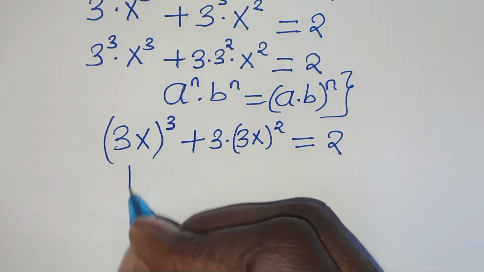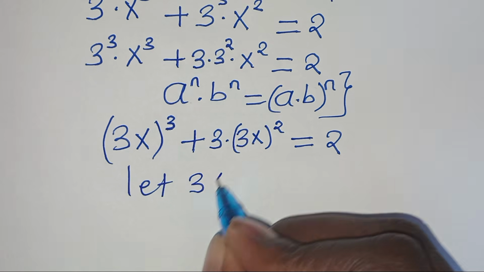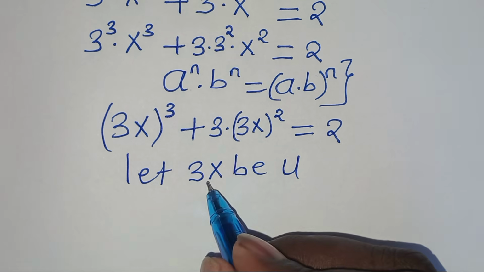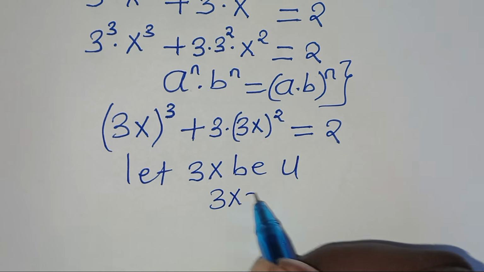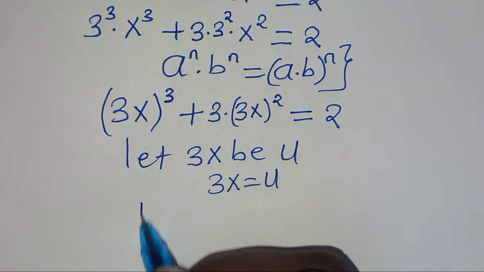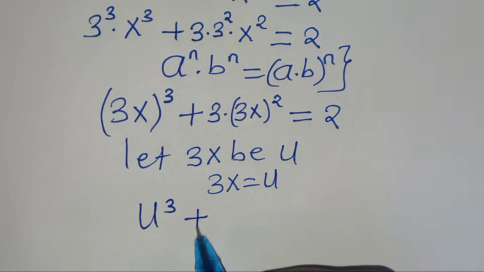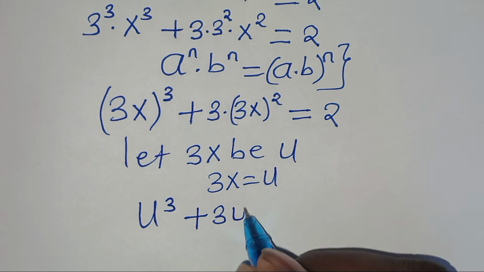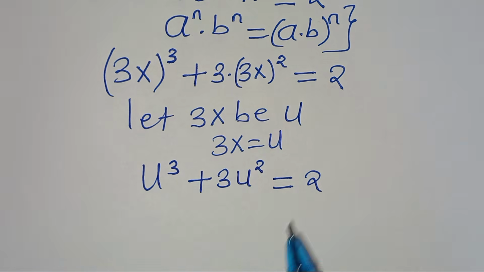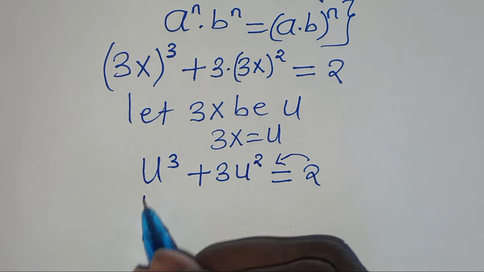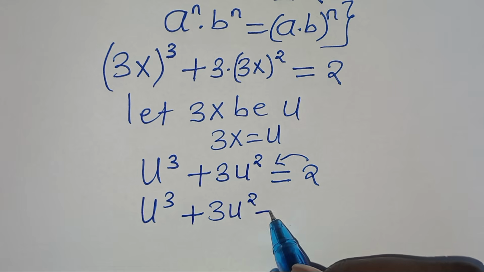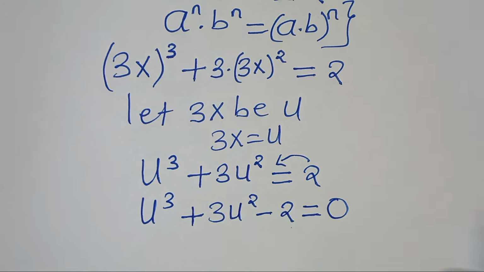The next step is that we can let 3x be equal to u. So we let 3x be equal to u. So let's express this equation in terms of u. So we have u to the power of 3 plus 3u squared. This is equal to 2. The next step is to take 2 on the left hand side, so that we have u to the power of 3 plus 3u to the power of 2, subtract 2, this is equal to 0.